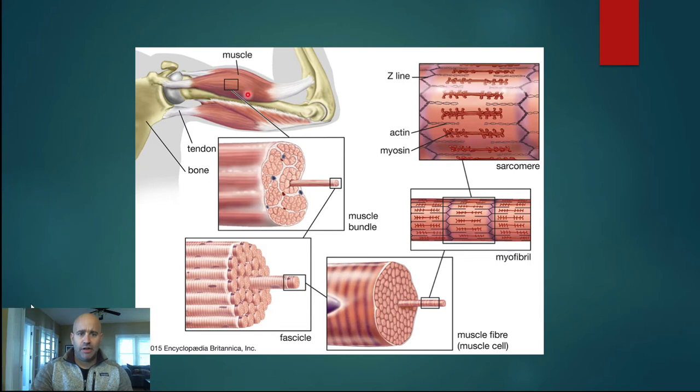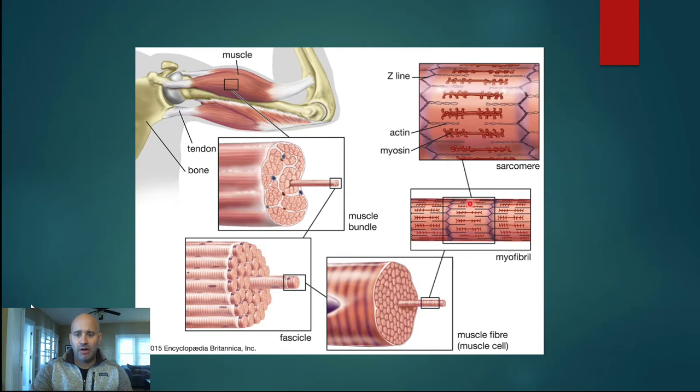If we start over here and follow these pictures, what's happening is we're getting smaller and smaller and smaller. So within the skeletal muscle, you get to a muscle bundle, then a fascicle, then a fiber, and then within this fiber, there's a whole bunch of other little tubes called a myofibril. And that's where we're really going to talk about the contraction and the shortening of these muscles.